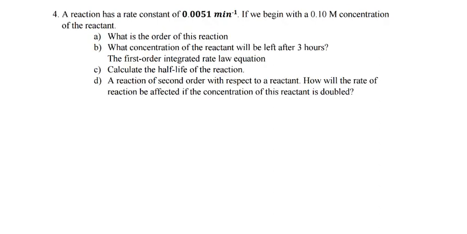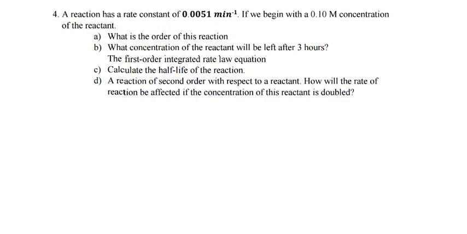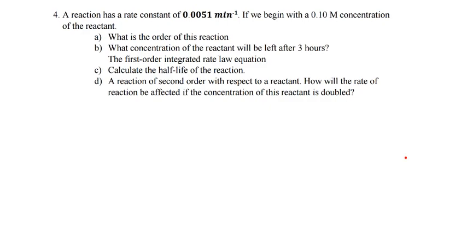Question 4. A reaction has a rate constant of 0.051 minutes negative 1, which of course already indicates that it's a first order reaction. If we begin with a 0.10 molar concentration of the reactant, what is the order of this reaction? So that's question 4. What is the order of this reaction? I already actually gave you the answer even before reading it. So this is first order.